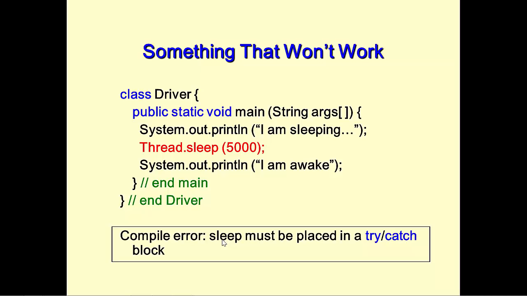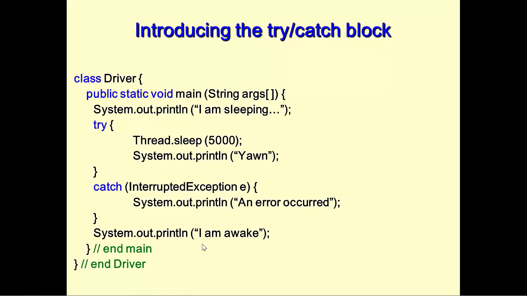Now, here's something that doesn't work. If we were going to try to use thread.sleep directly, you might try to do something like you see right here. We could say system.out.println I am sleeping, then you would call thread.sleep 5000, in other words 5 seconds, and then system.out.println I am awake. However, you're going to get a compile error that says that this sleep call has to be placed in a try-catch block. So something that's a little bit better is to do what you see here.